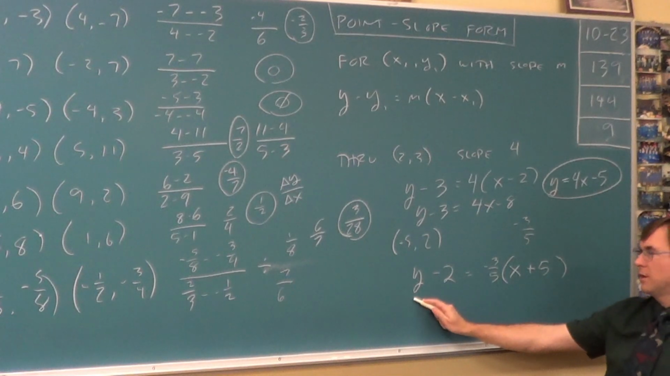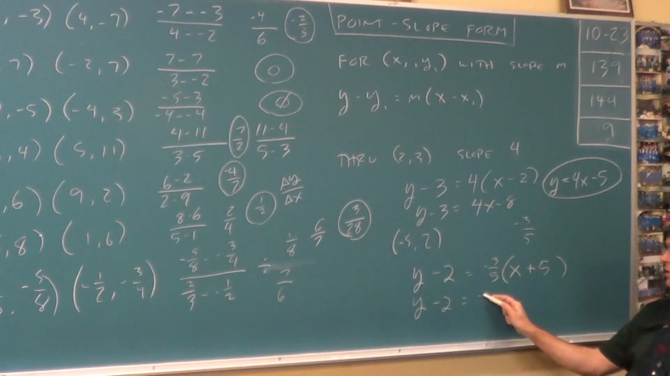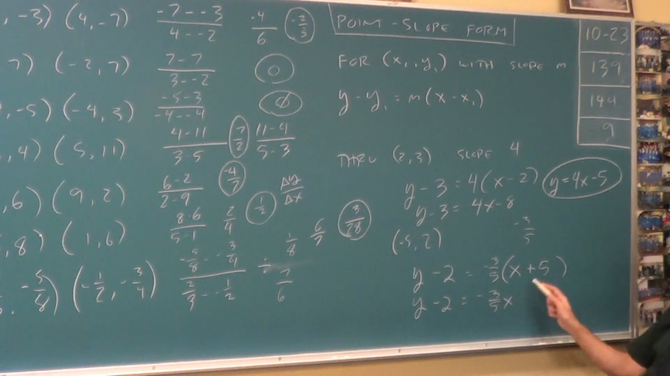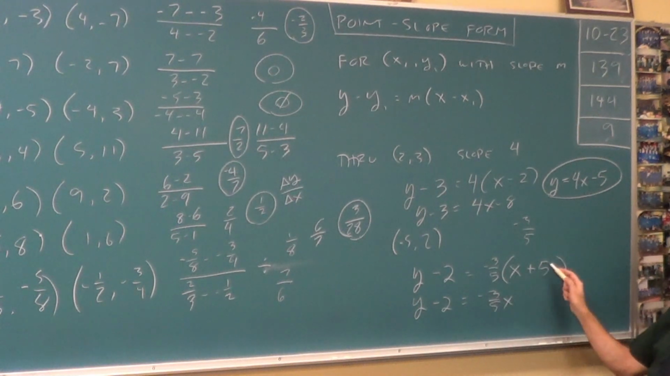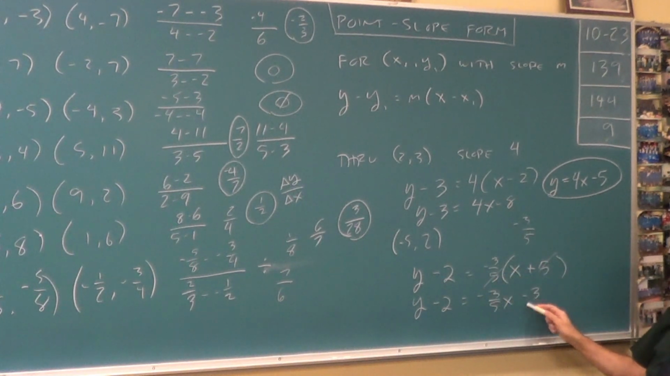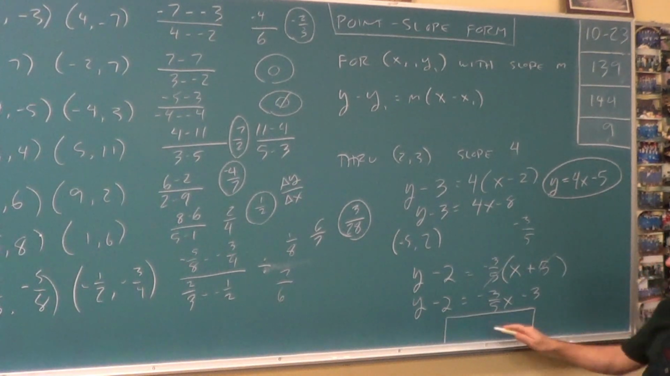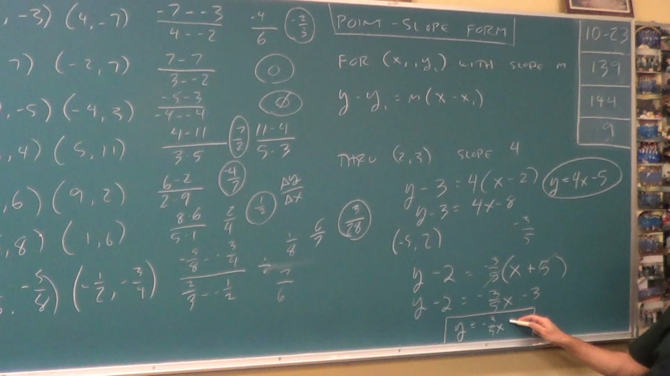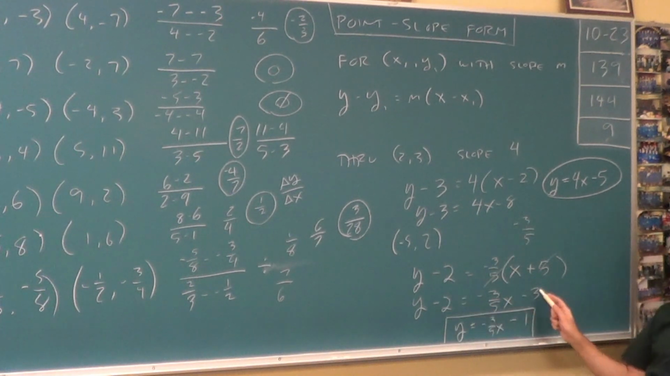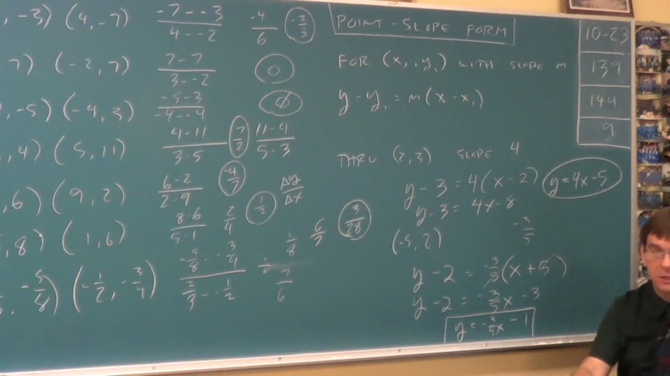Okay, then what generally will we do? Distribute. So negative 3/5 x, and then these are friendly because we can just go negative 3 because the 5s will cancel. So best answer, y equals negative 3/5 x minus 1 is correct. If we add the 2, it's not quite enough to get us out of the negative territory. It's a little bit still negative.